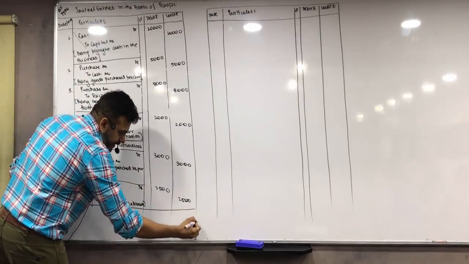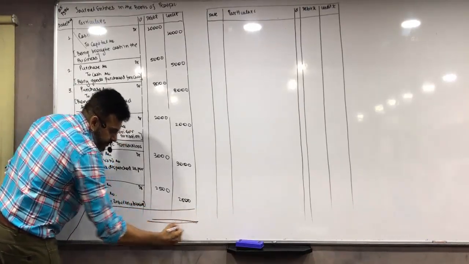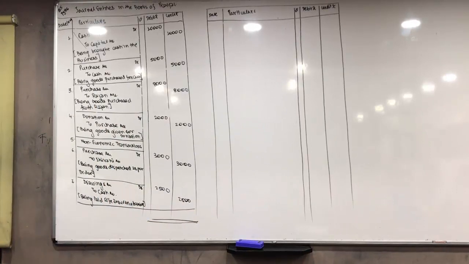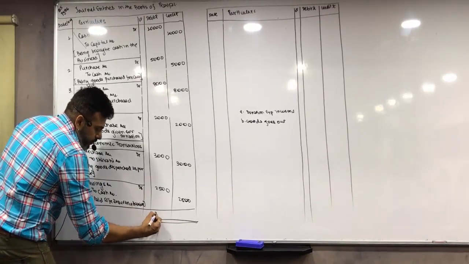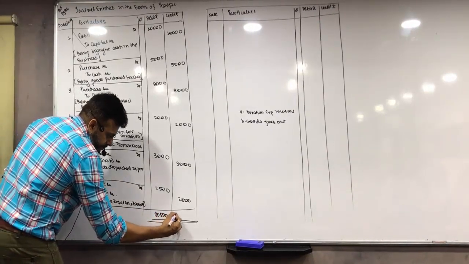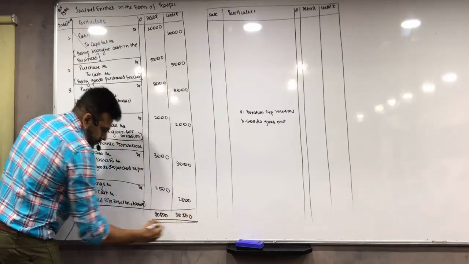Now we draw the complete line and do the totals. Debit total and credit total should be equal. 30,000, right total.